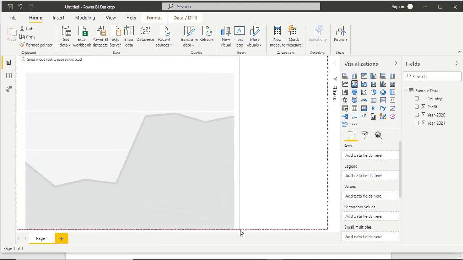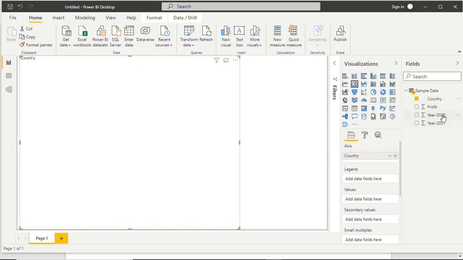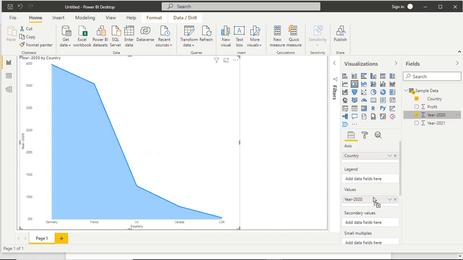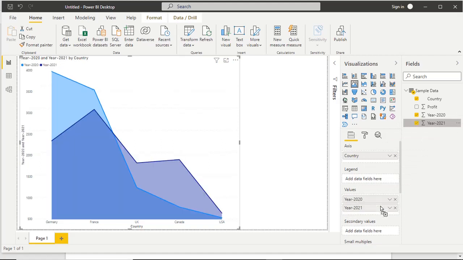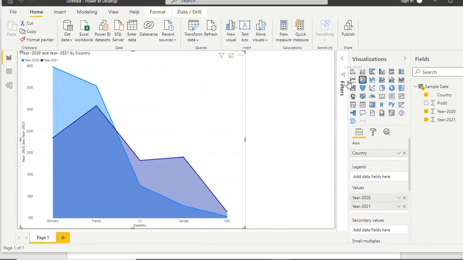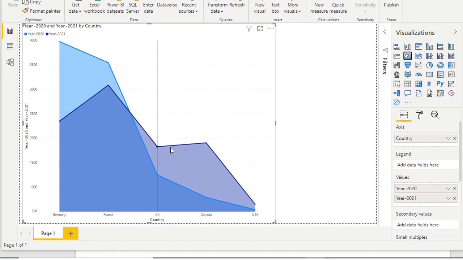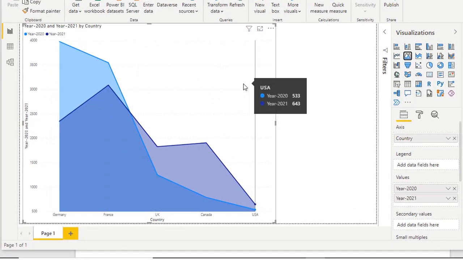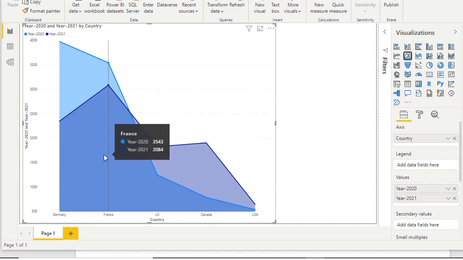In the area chart, axis country, in values year 2020, and for comparison the second year, 2021. So the chart is ready. Basically this is a line chart. If you click on the line chart, you can see it converts the line chart again to an area chart. So these are the lines and the area is filled with the color that shows the volume of data.